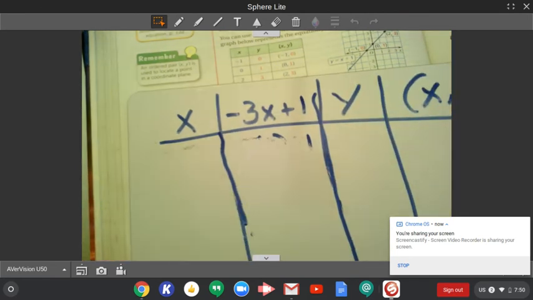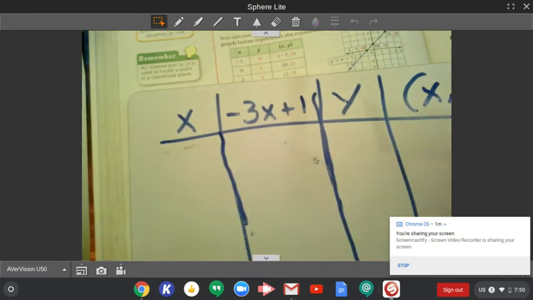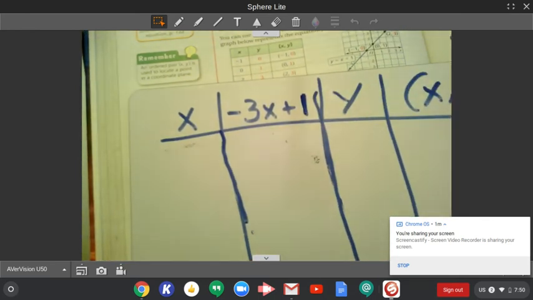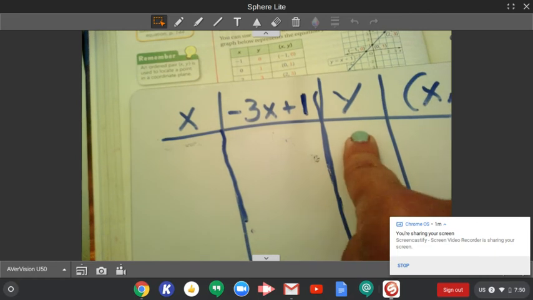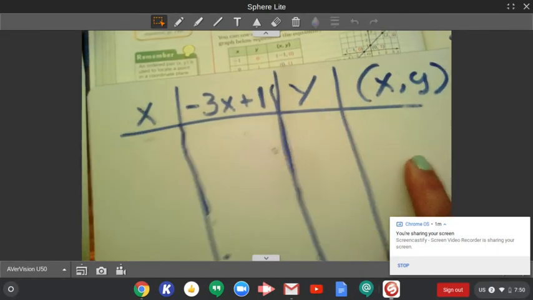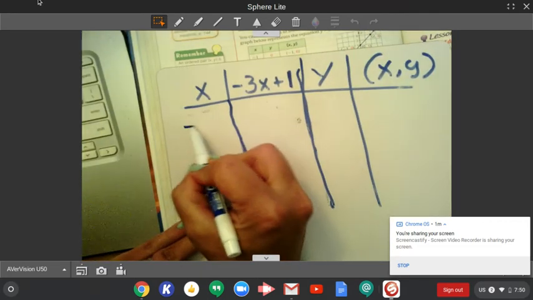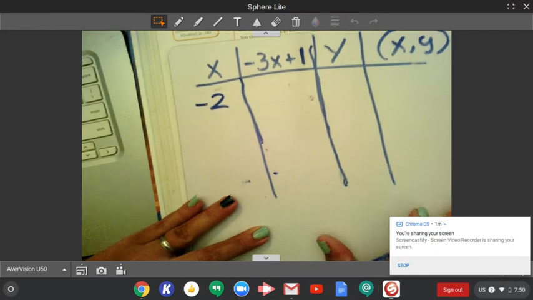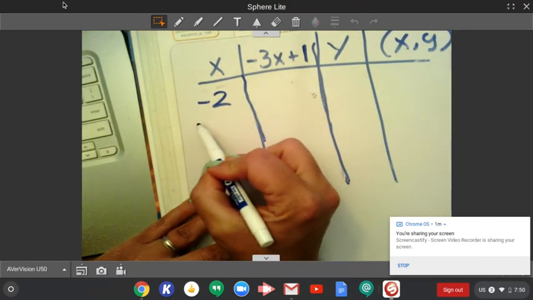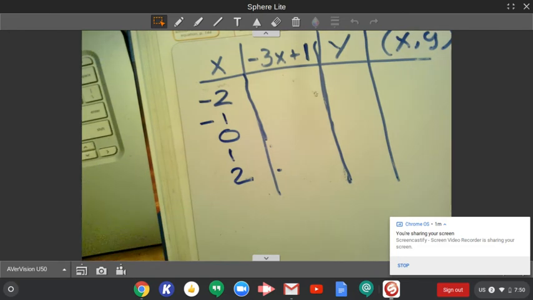Your teacher will give you the expression that you're going to use to create your set of values or your linear equation. And then you're going to set up with your y or your output, and you're going to create a set of ordered pairs from that. Okay, so usually in algebra we use this set of values for your input or your domain, -2, -1, 0, 1, and 2.